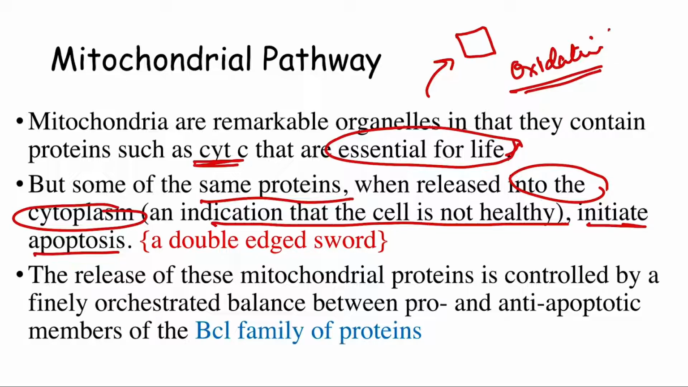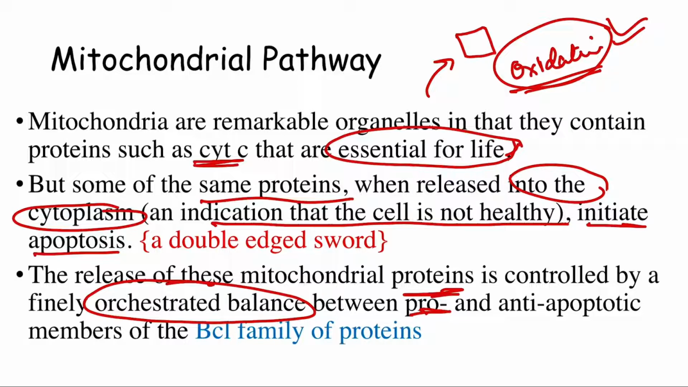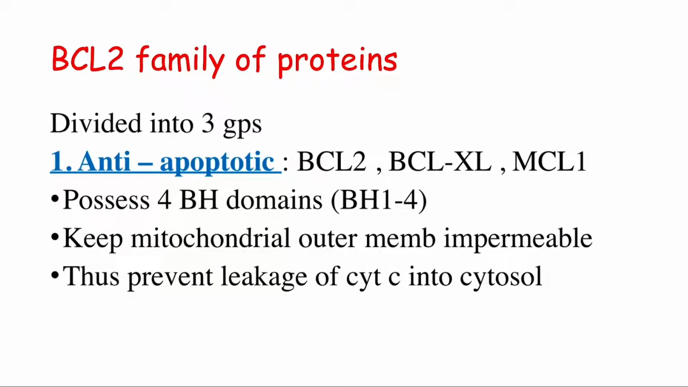When it is there in the mitochondria, it will perform a good function, that is it will participate in oxidative phosphorylation and produce ATP, and ATP is energy for us, so it is good for the cell. But once it enters the cytoplasm, there it initiates apoptosis. The release of these mitochondrial proteins is controlled by a finely orchestrated balance between pro and anti-apoptotic members of the BCL family of proteins. So let's understand what the BCL family of proteins is.